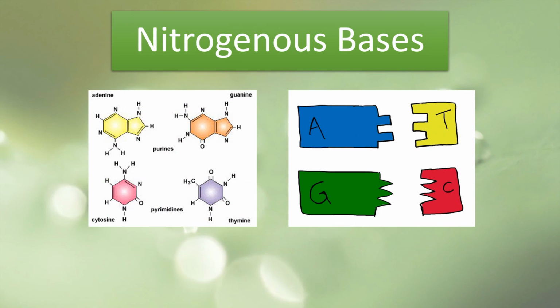Now let's take a look at nitrogenous bases. There are 4 nitrogenous bases in DNA: adenine, guanine, cytosine and thymine. Adenine and guanine are purines, while cytosine and thymine are pyrimidines. Adenine combines with thymine with 2 hydrogen bonds to form the rung-like structures in DNA, and guanine and cytosine do the same thing but with 3 hydrogen bonds.